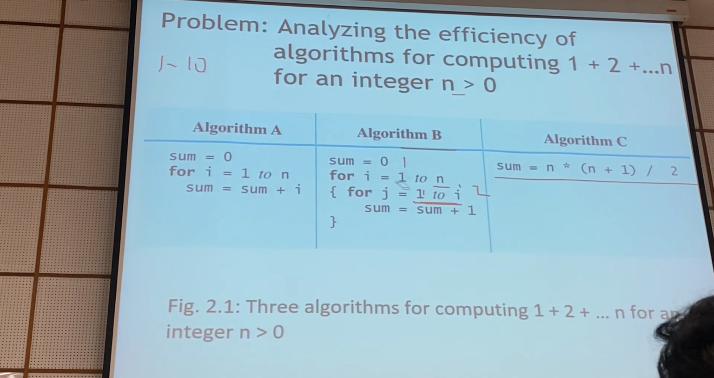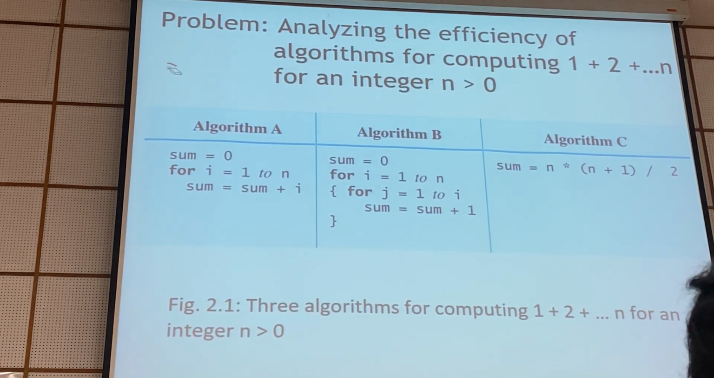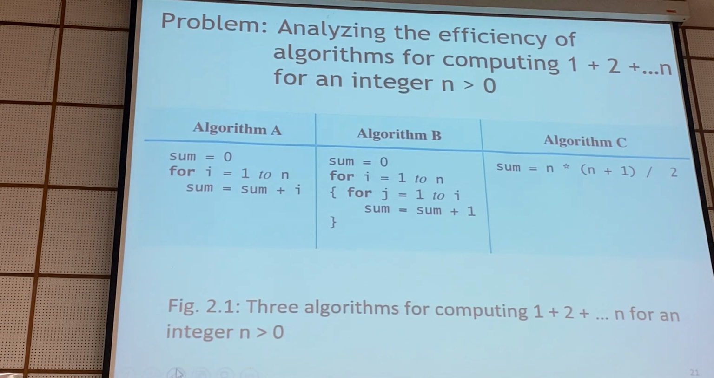Alright, so how do we assign a variable? Where is the assignment?